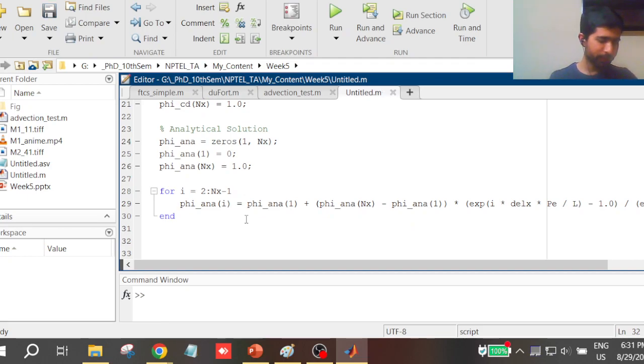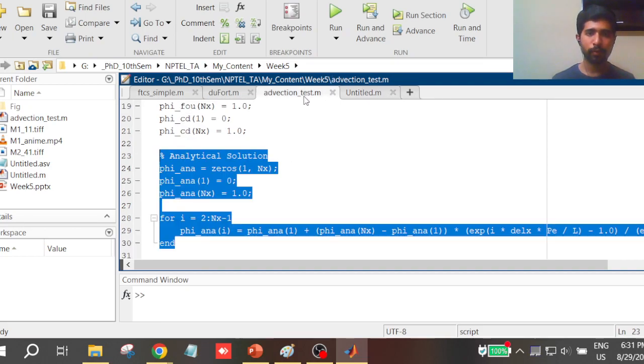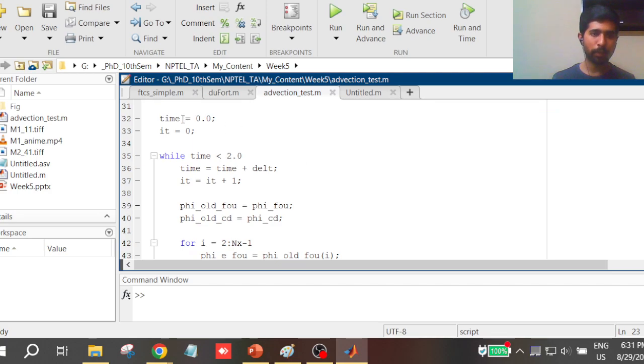Are you following this code? Can you write down on the chat box? Okay, thank you.